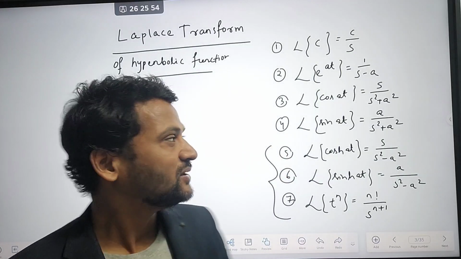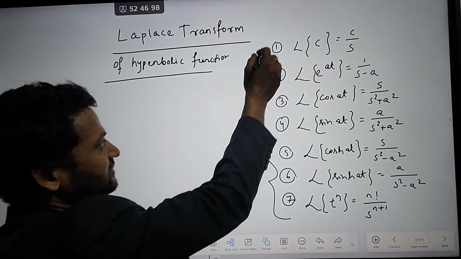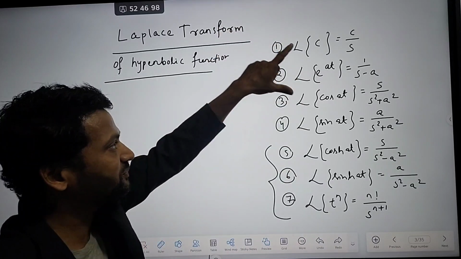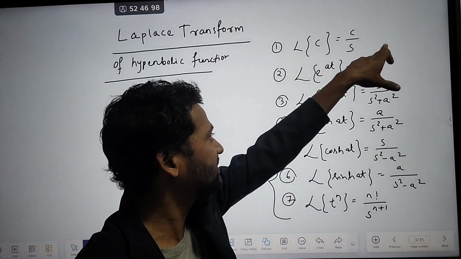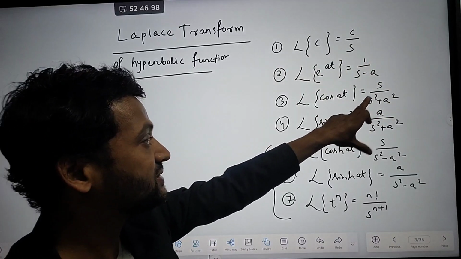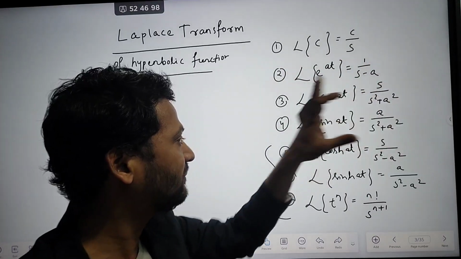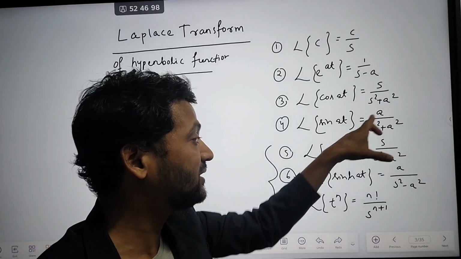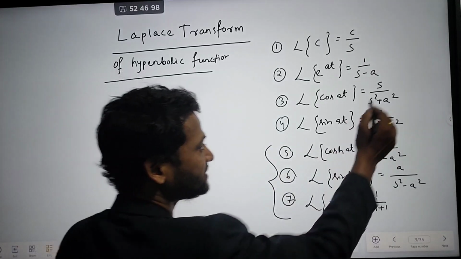Everyone, good afternoon. In the last lecture I discussed these four formulas: Laplace of constant is constant by s, Laplace of e to the power at is 1 by s minus a, Laplace of cos at is s by s square plus a square, and Laplace of sin at is a by s square plus a square. So here see the difference.